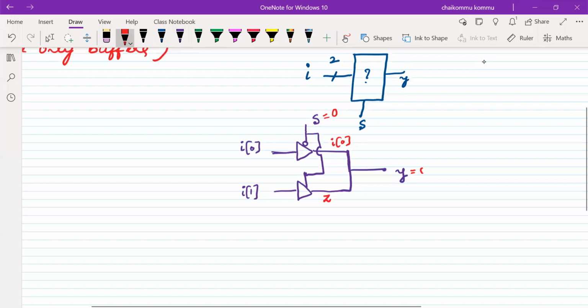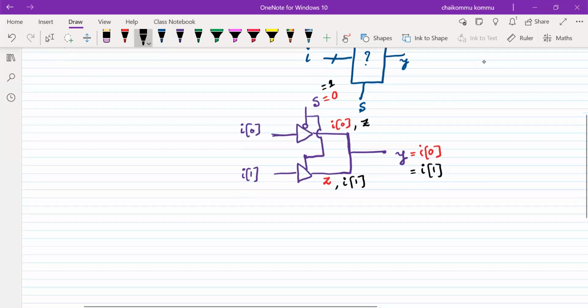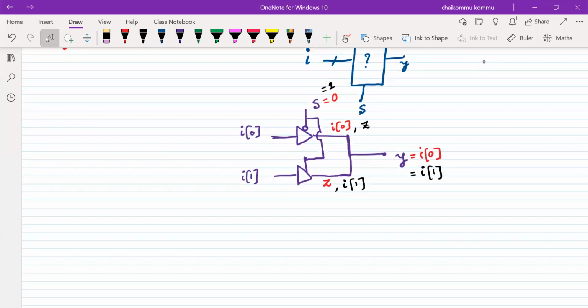Now if S is equal to 1, here it becomes Z, but here it becomes I of 1. Therefore, Y is I of 1. That's how we are going to implement our 2x1 multiplexer. At a time, only one signal will be selected as an output signal. This is acting as a multiplexer.